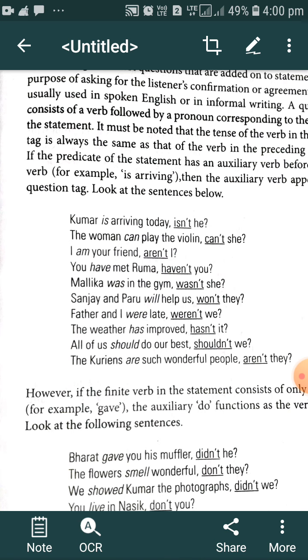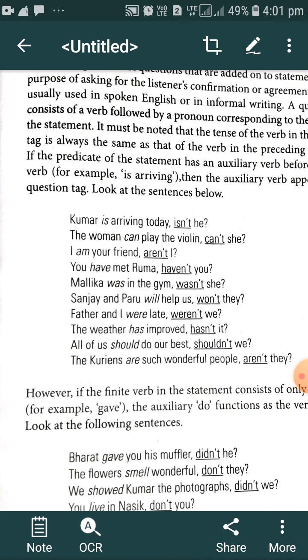Sanjay and Paru will help us. Will not, in short form, we generally use won't, W-O-N apostrophe T, won't instead of will not. So we have to use "Sanjay and Paru will help us." This is the statement. After the statement we have to add a comma, then will not. Instead of will not we have the short form won't, meaning will not.